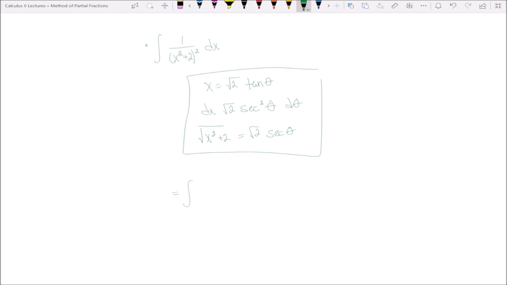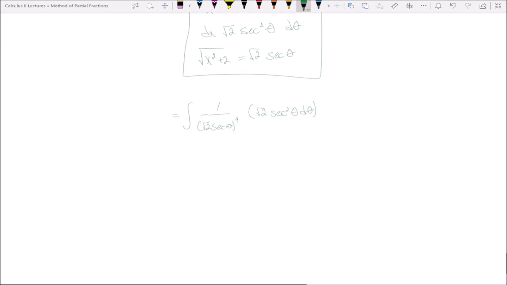What we now get is the antiderivative of 1 over (root 2 secant of theta) all raised to the 4th power times the square root of 2 secant squared theta d theta. So we get root 2 over 4 times the antiderivative of secant squared over secant to the 4th, which is 1 over secant squared of theta d theta. Which is root 2 over 4 antiderivative of cosine squared theta d theta.